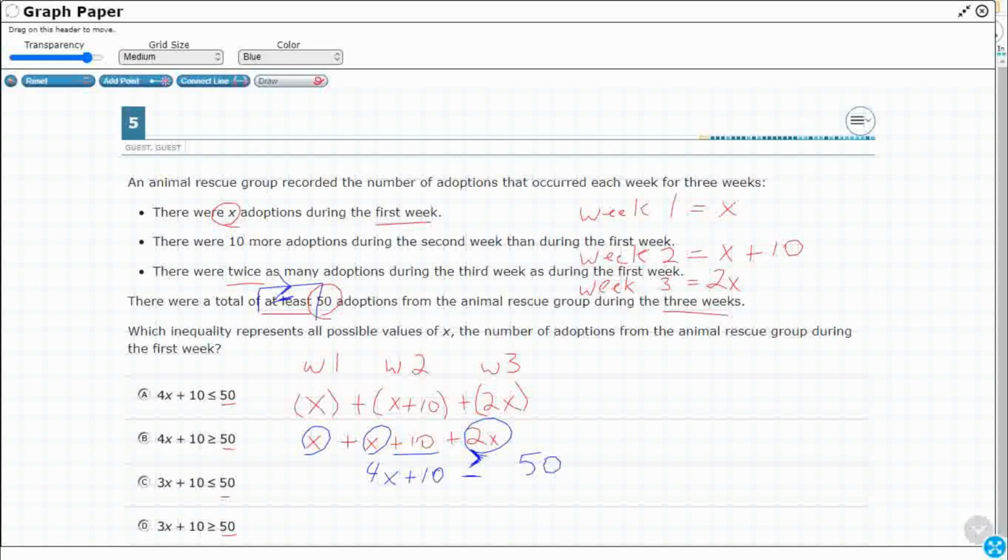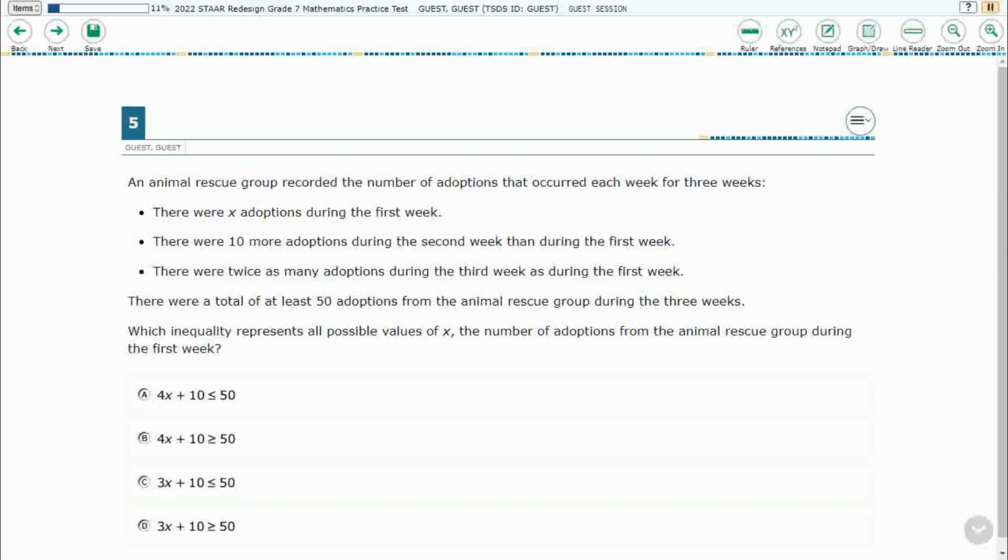So this is what I've got right here. 4X plus 10 is greater than or equal to 50, because it's at least 50, but it's going to be greater than 50. And so you notice here that I've got very similar. The differences here are the 3X versus the 4X. Well, I need 4X's, and then I'm looking for that particular inequality symbol. So my answer here is going to be B.